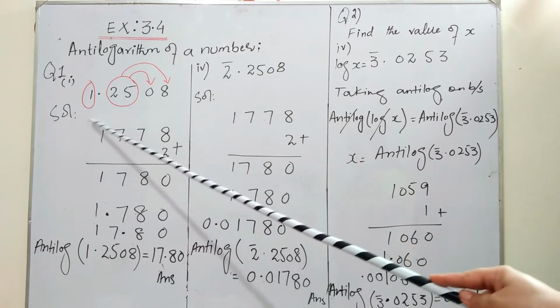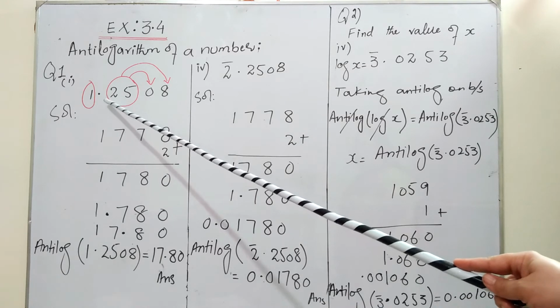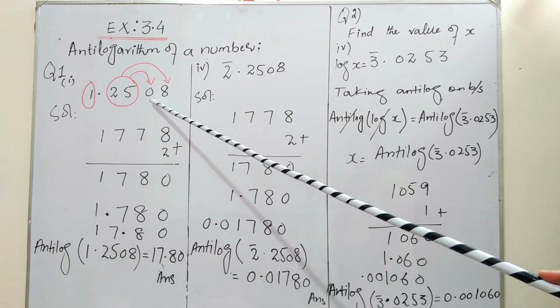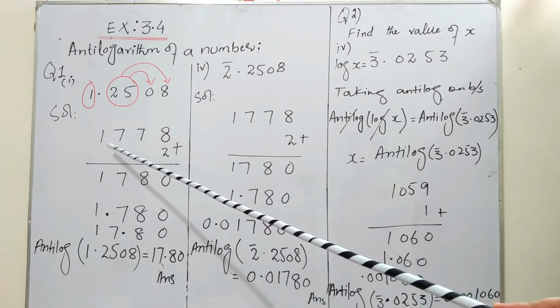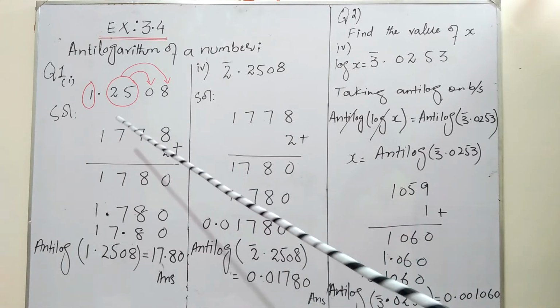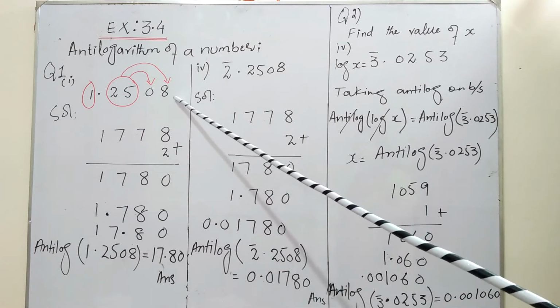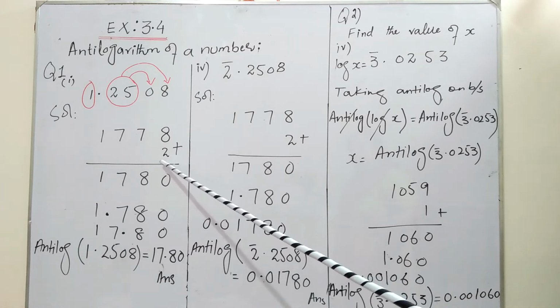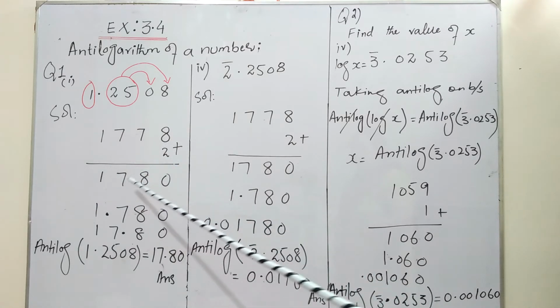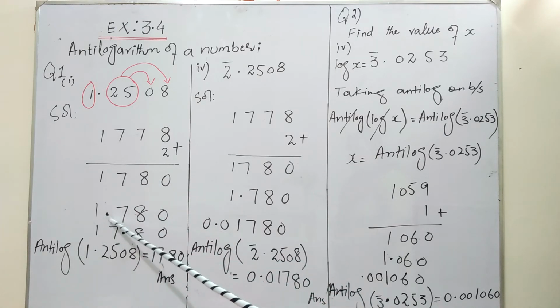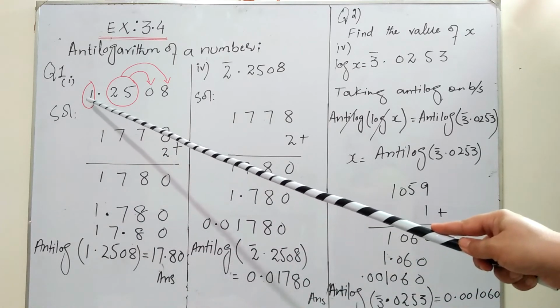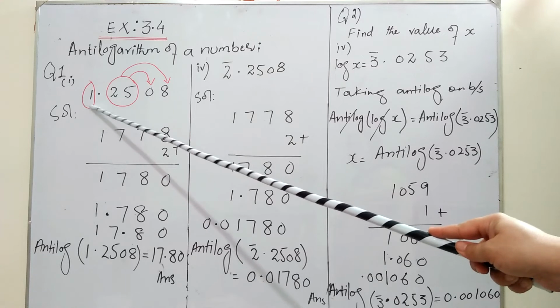1.2508. Now, leave the characteristic and check your value 0.25 in the column which is headed by 0. The value is 1778. Again, check the value of 0.25 in the difference columns, which is headed by 8, and the difference is 2, and your final value is 1780. Now place the decimal point after the first non-zero digit, which is 1.780. Now move your decimal point according to the characteristic of the given question, which is 1 in our case.